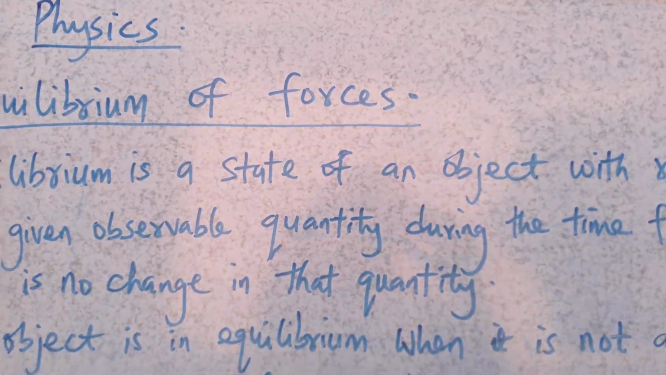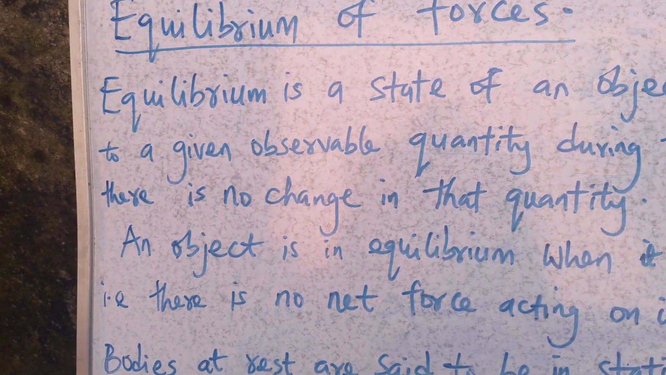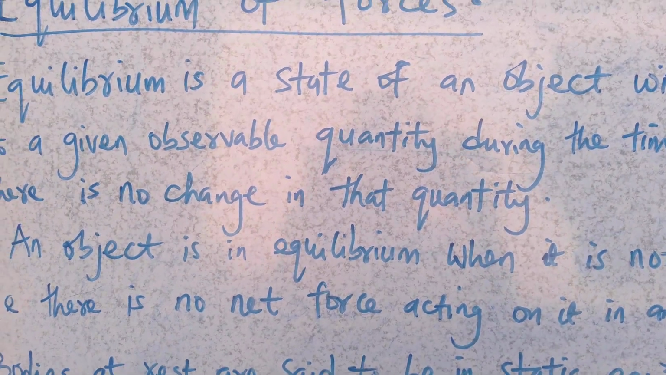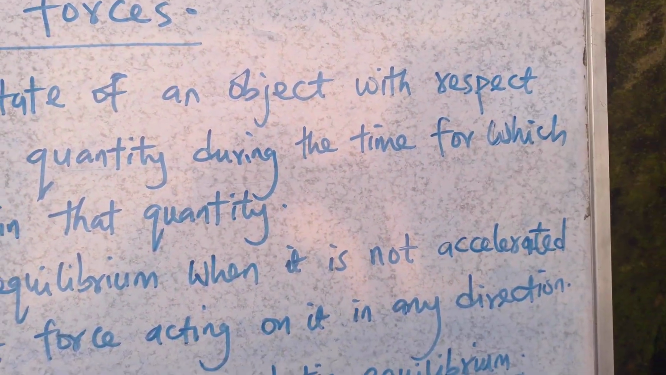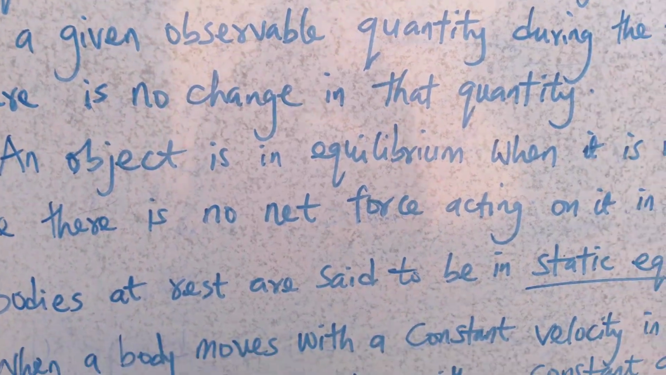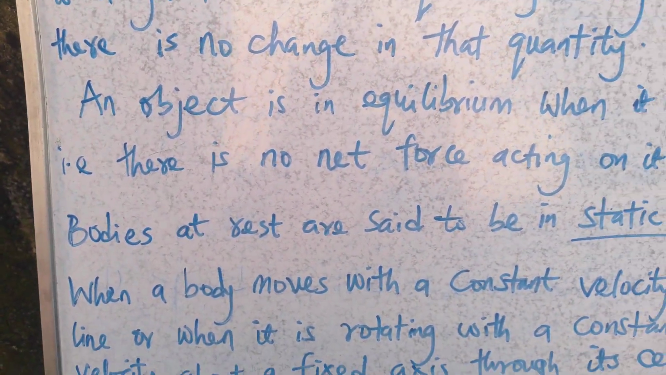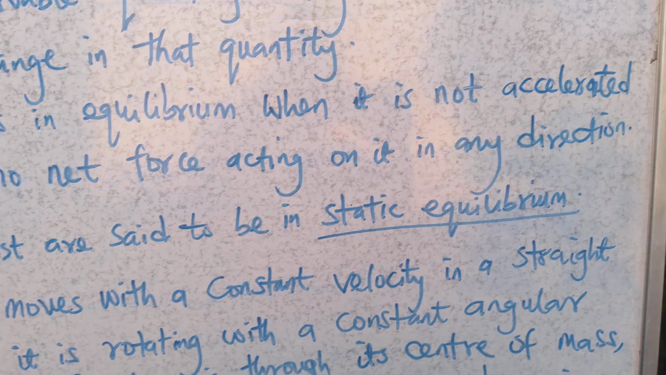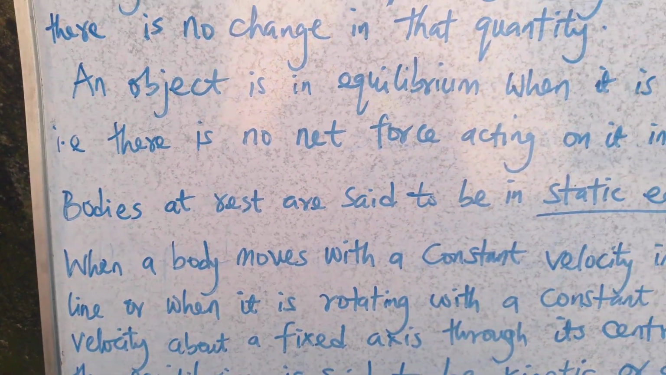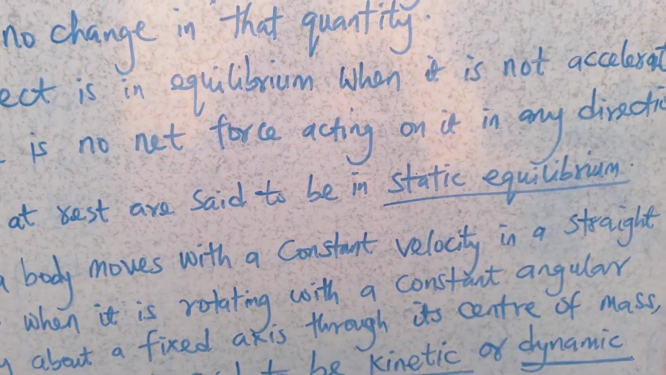Equilibrium is a state of an object with respect to a given observable quantity during the time for which there is no change in that quantity. An object is in equilibrium when it is not accelerated, that is, there is no net force acting on it in any direction.